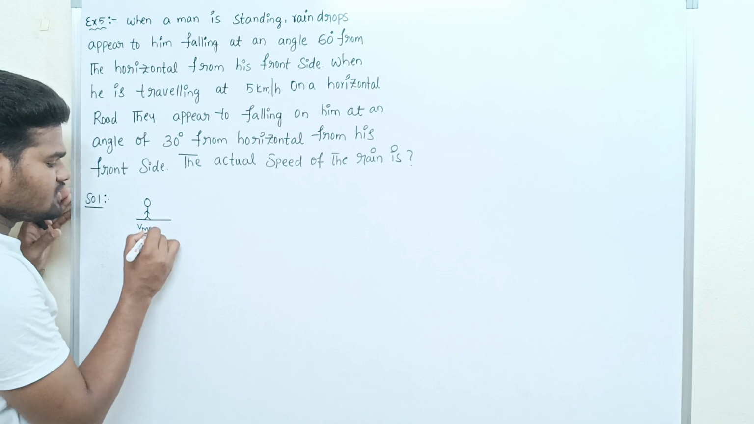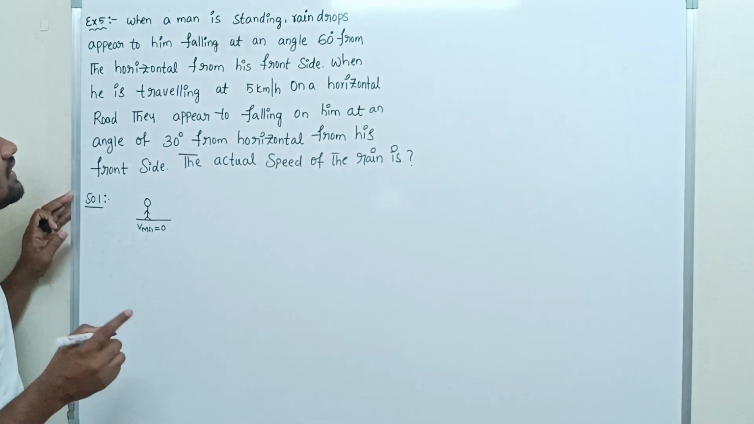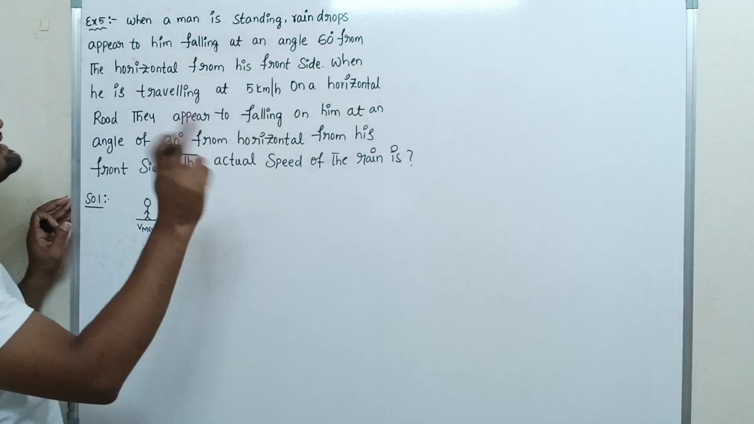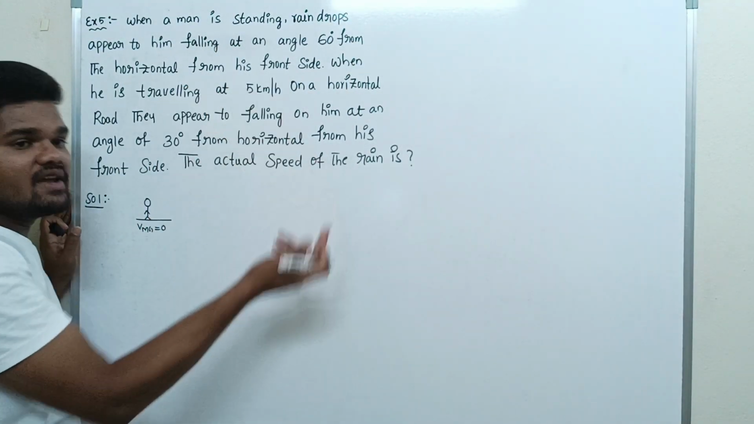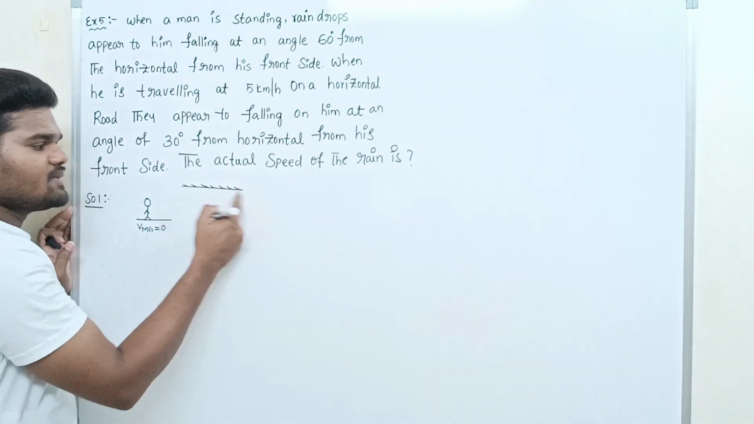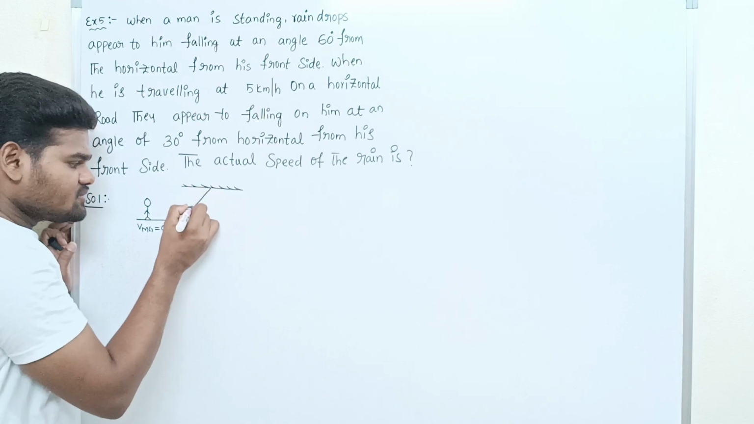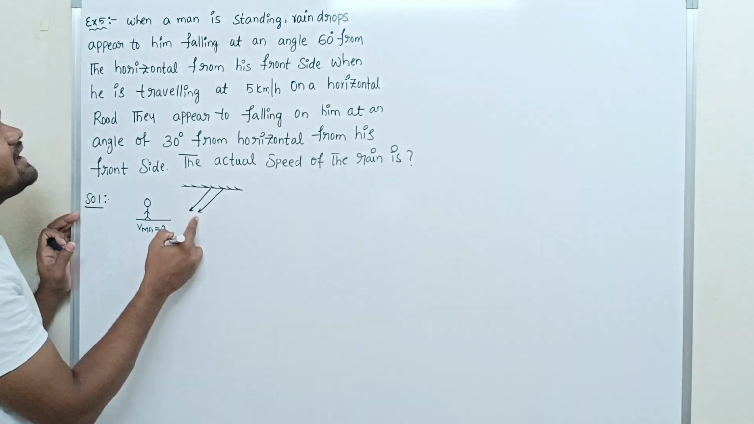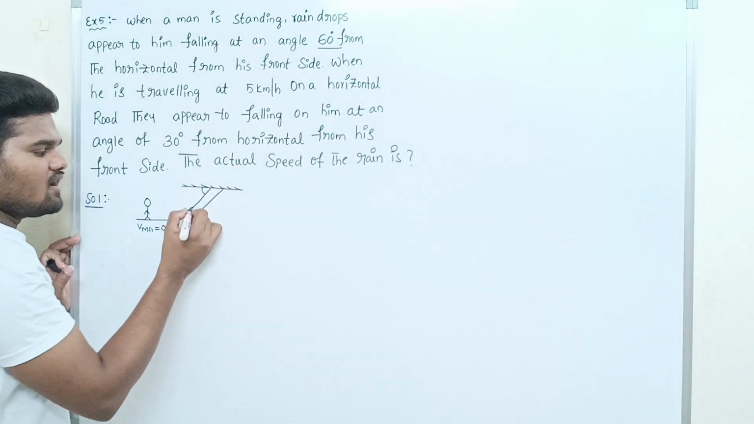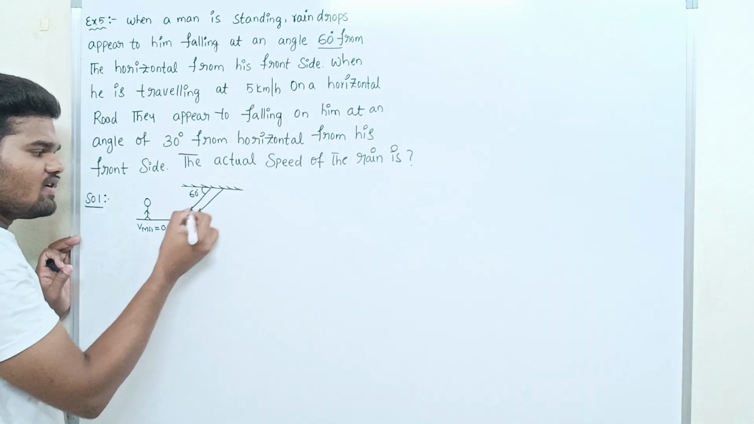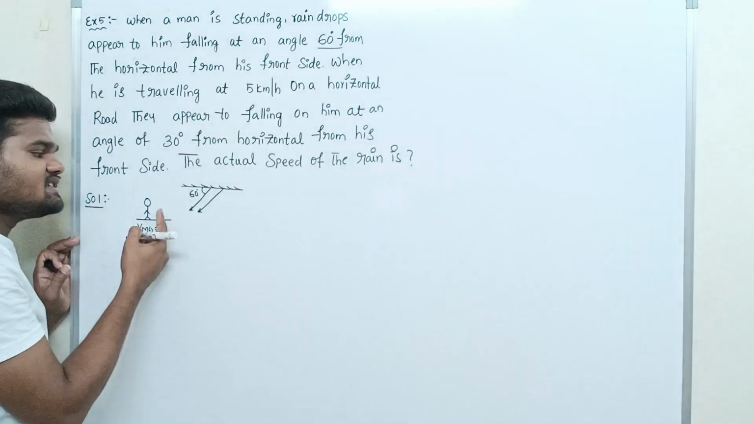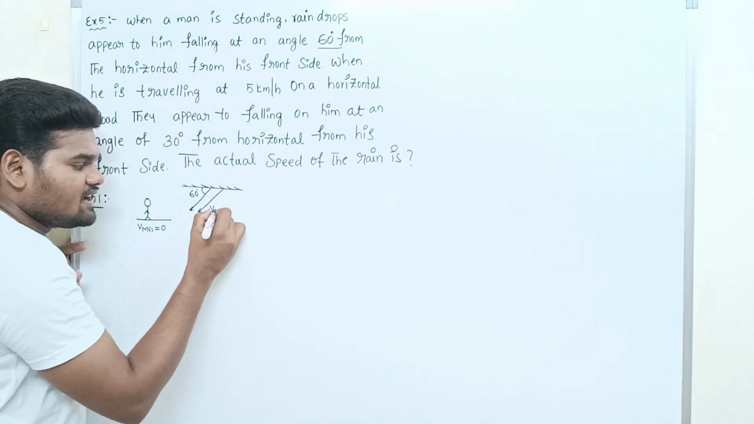Velocity of man with respect to ground is equal to how much? 0. At this time, raindrops appear to him falling at an angle of 60 degrees from the horizontal from his front side. With respect to the horizontal, the raindrops are falling at an angle of 60 degrees towards his front side. What is this? Velocity of raindrops.